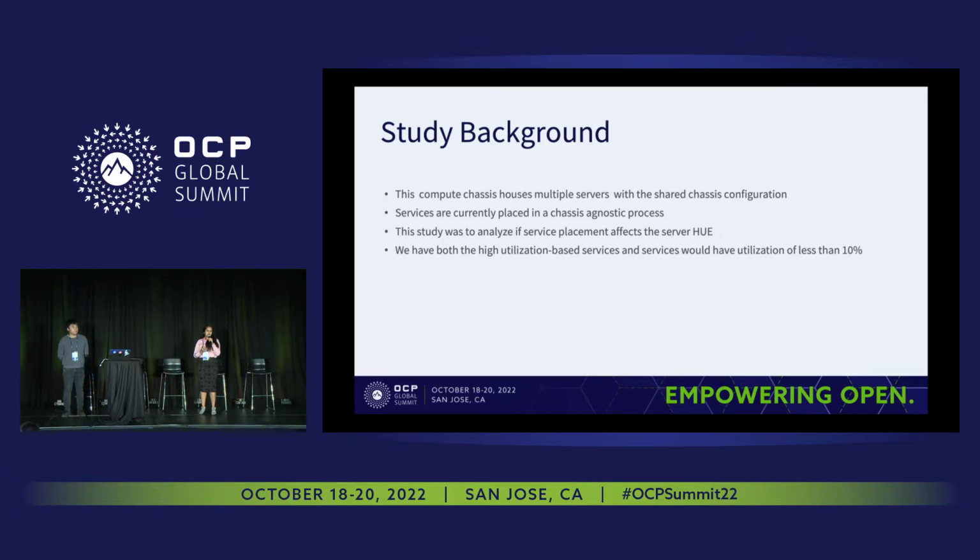We have both the high utilization based services as well as services with utilization of less than 10%, and this was majorly done to have maximum coverage across all the different hardware as well as the services that are running across those.